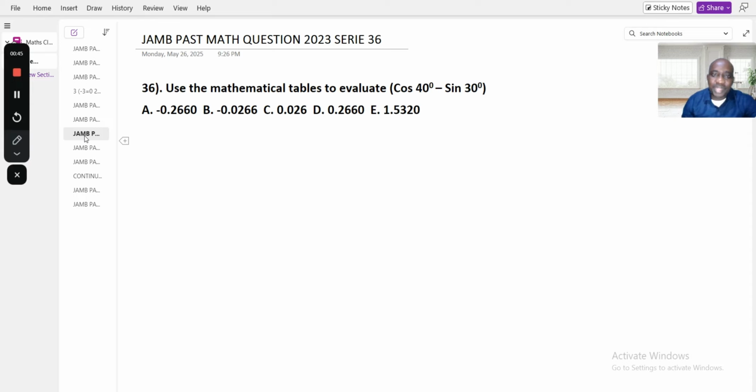Use the mathematical table to evaluate. The same thing, if you have a calculator, just use your calculator instead of going through the graph, because you have to be tracing it. Let me write out the question. Cosine 40 degrees minus sine 30 degrees. What is cosine 40?